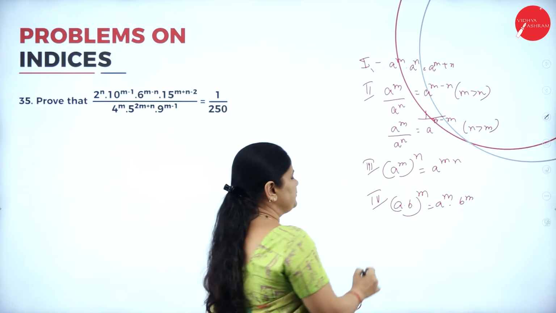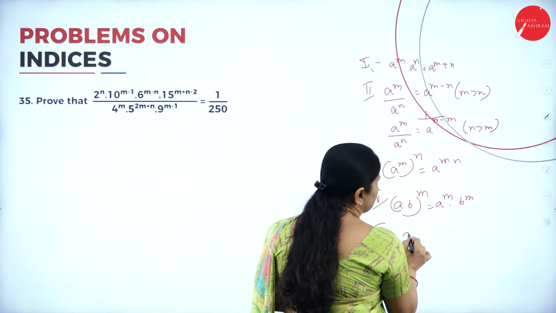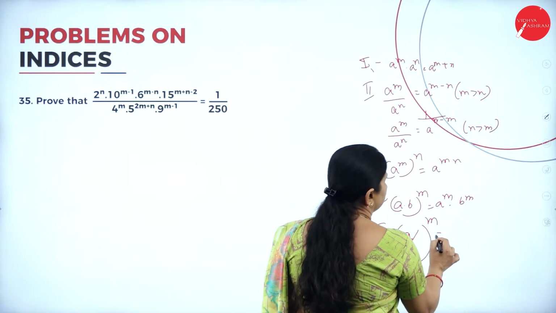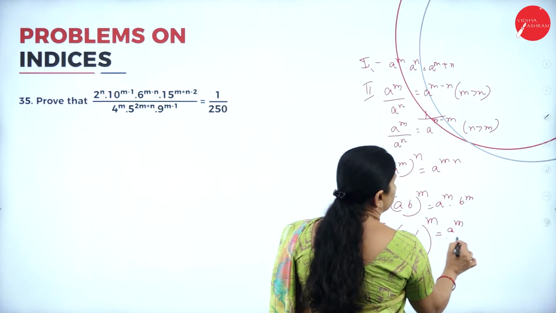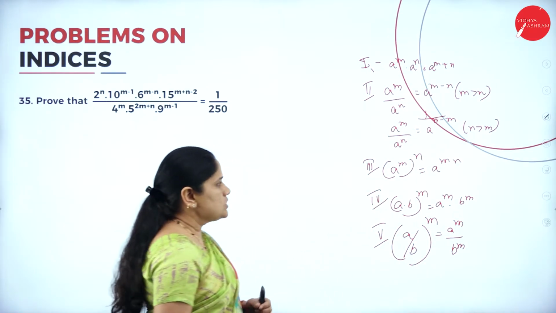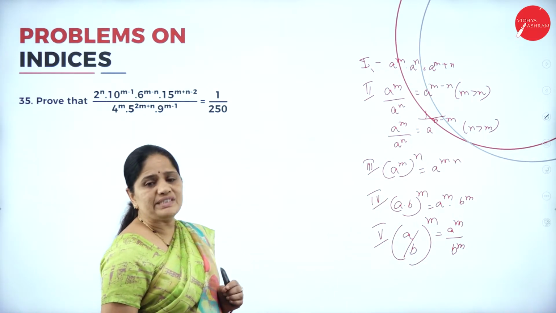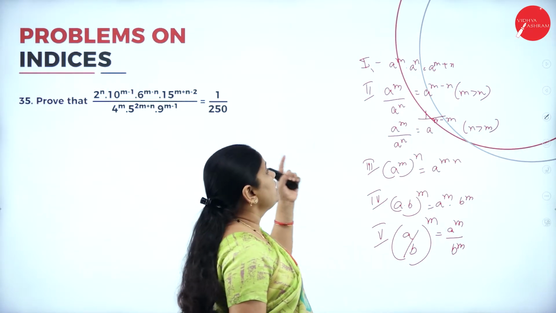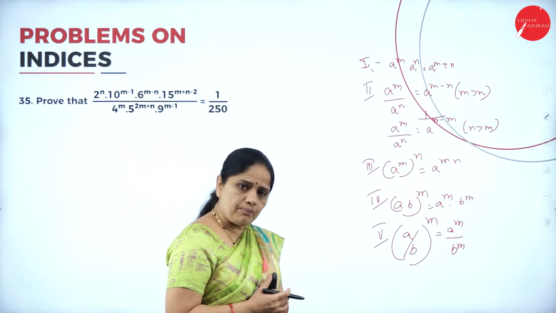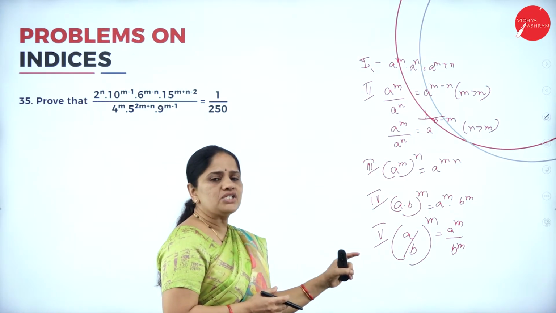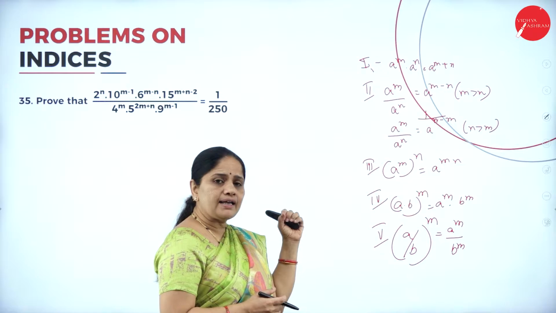Now, the fifth law. What does the fifth law tell us? a by b to the power m equals a to the power m by b to the power m. So, we should be thorough with these laws. Only when we are thorough with these laws, we will be able to work out the problems. Now, these are the basic laws based on which these problems are given.